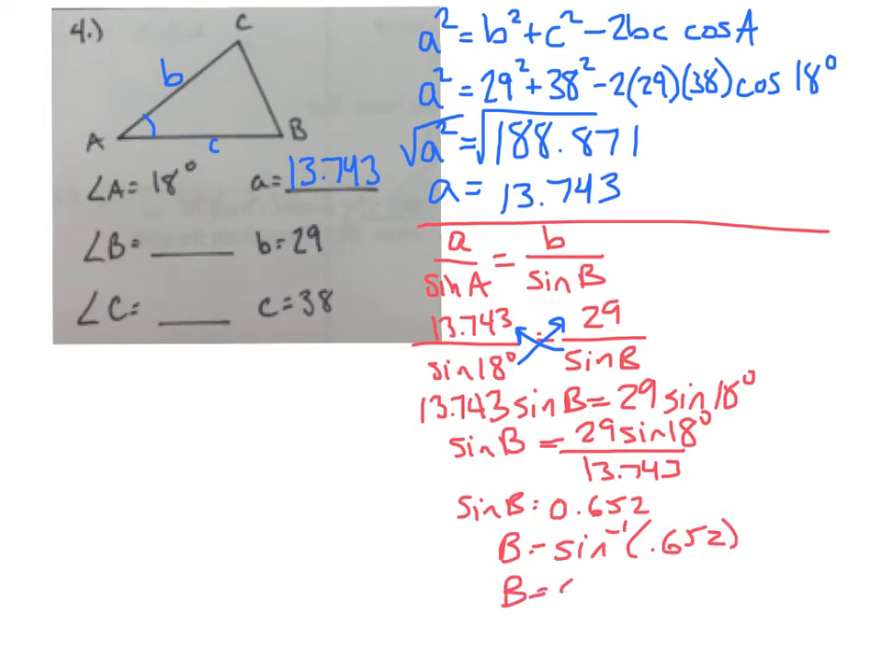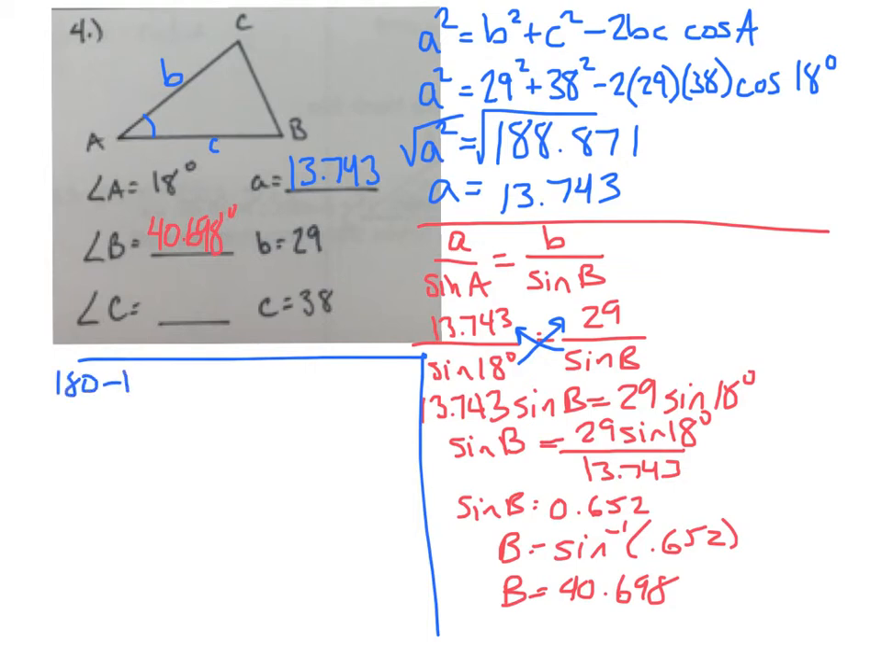And we'll get that B is equal to 40.698. That means angle B is 40.698 degrees. Last thing to do is find out what angle C is, but now I have two angles. We know there's 180 degrees in a triangle. I've used 18 of them in angle A, and I've used 40.698 of them in angle B. So everything that's left should give us angle C. So doing all that subtraction, we should get an answer of 121.302, meaning angle C is 121.302 degrees. And we're done.